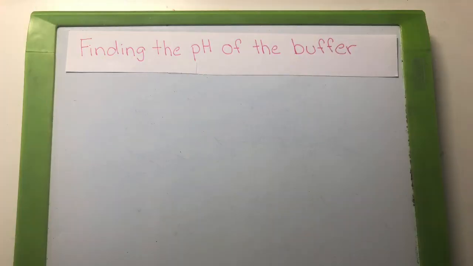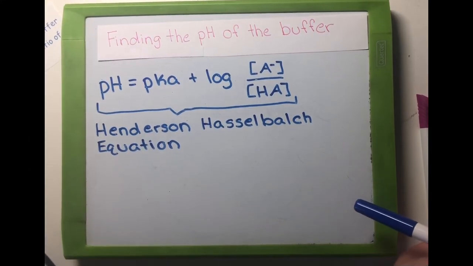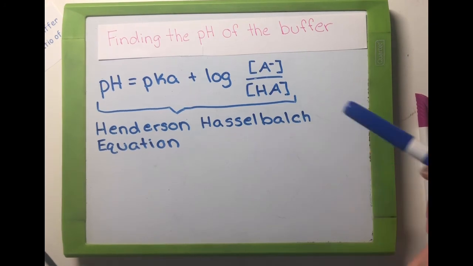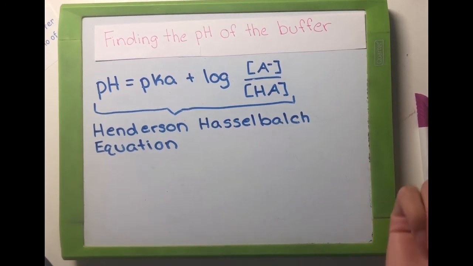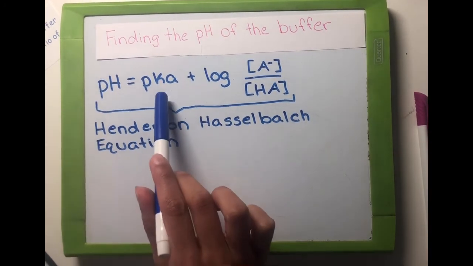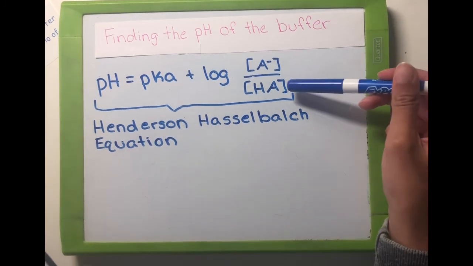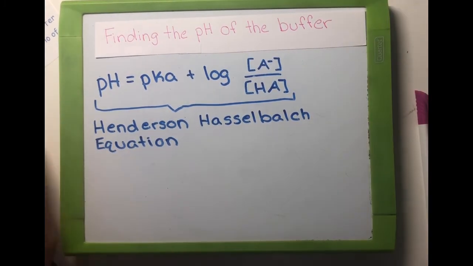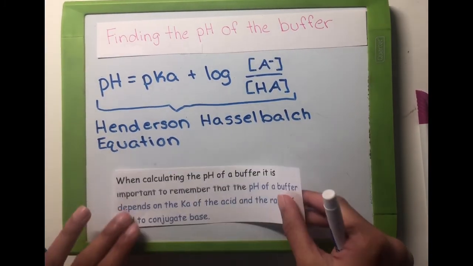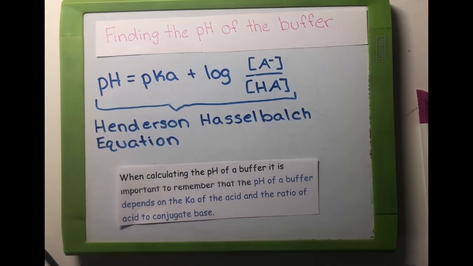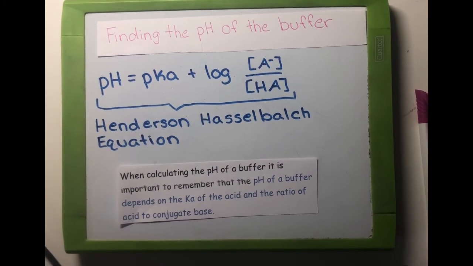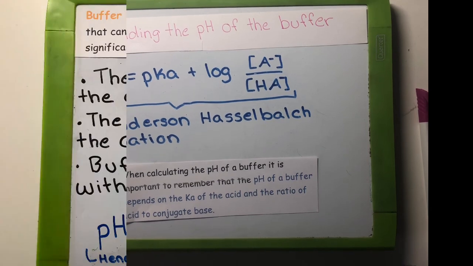Now let's go over how to find the pH of a buffer. When finding the pH of the buffer, we will be using the Henderson-Hasselbalch equation. In this equation, we will be using the pKa of the buffer as well as its acid and base. We want to remember when finding the pH of the buffer that it depends on the Ka of the acid and the ratio of acid to conjugate base.